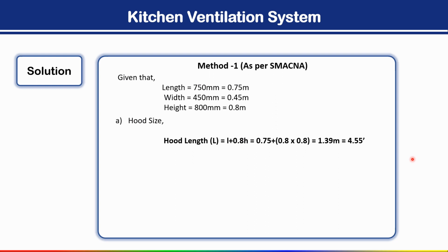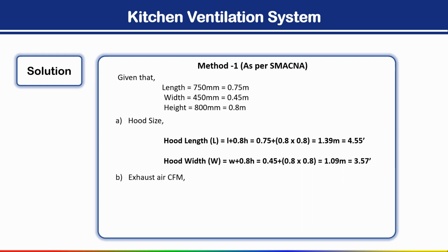Now to find the hood width, we have a formula: capital W is equal to small w plus 0.8 into h. Small w is the width of the stove and small h is the height of the stove. You have to put in all these values. So finally, how much hood width will we get? 3.57 feet. Okay, in this way we have to find the hood size.